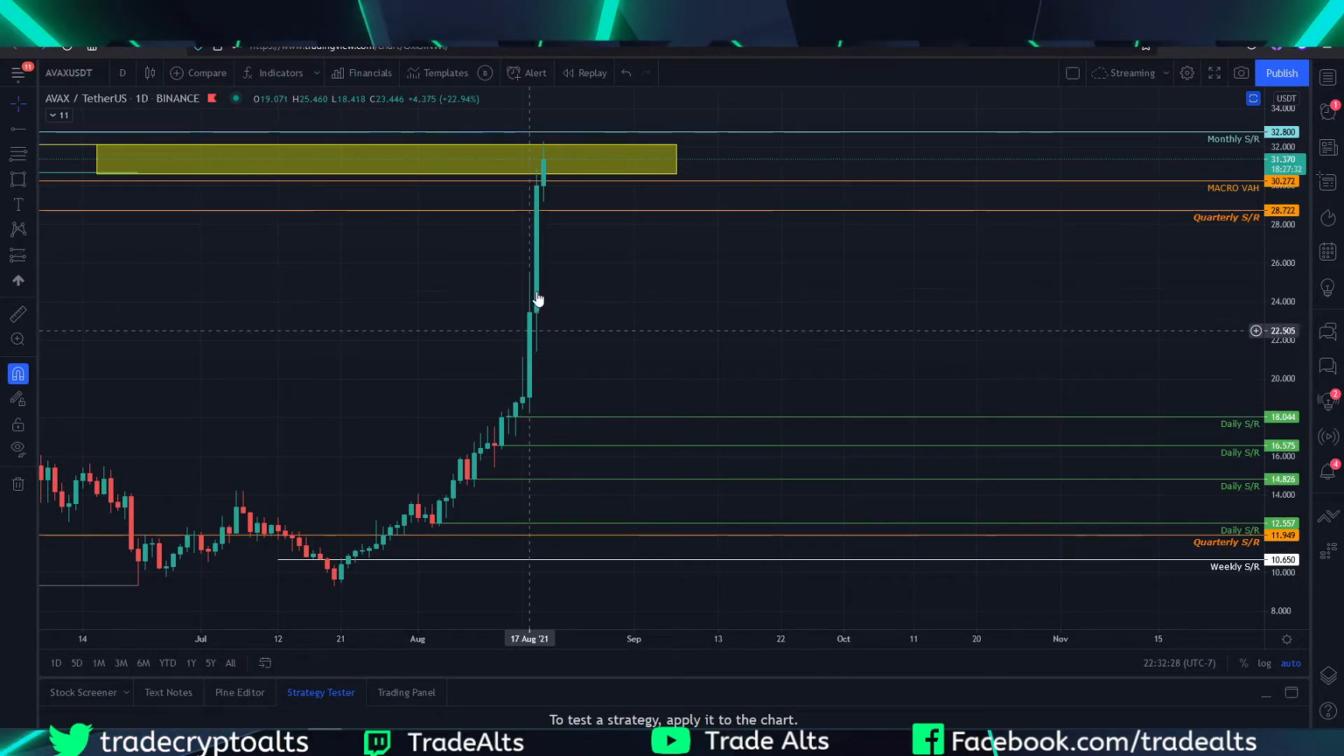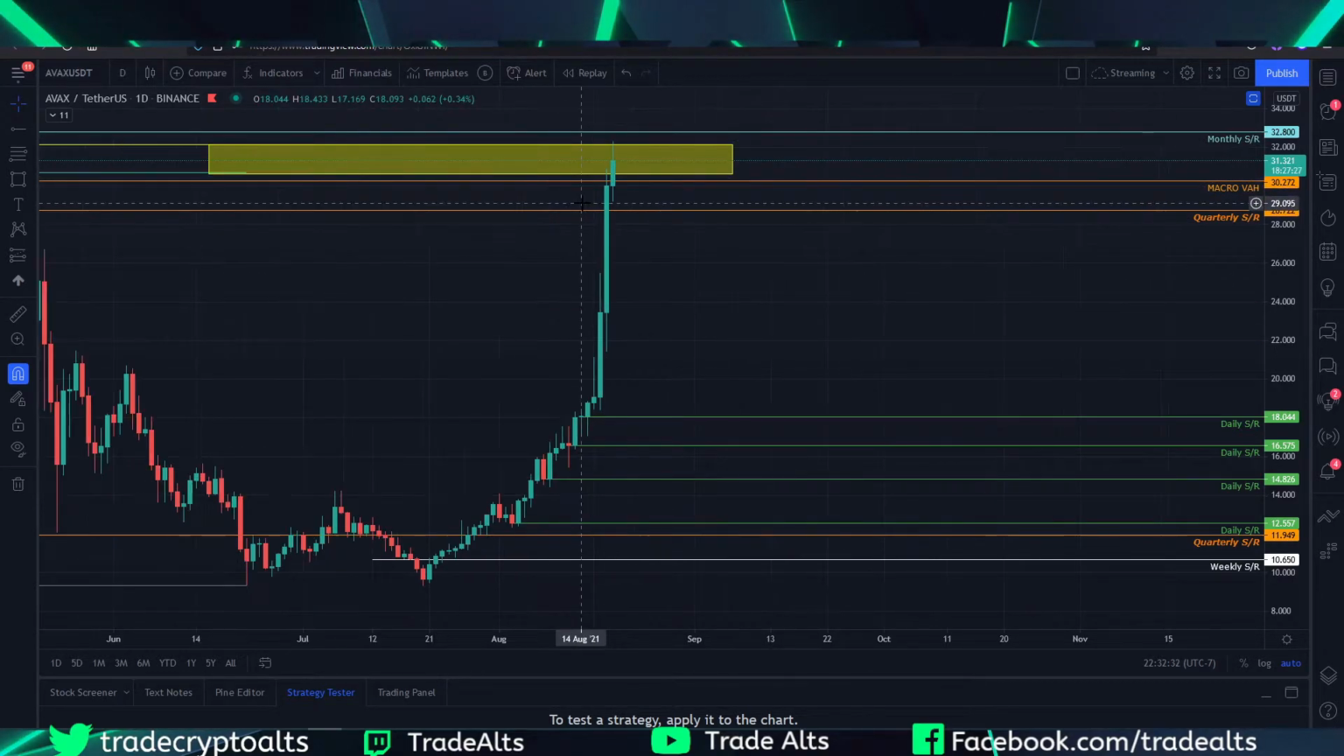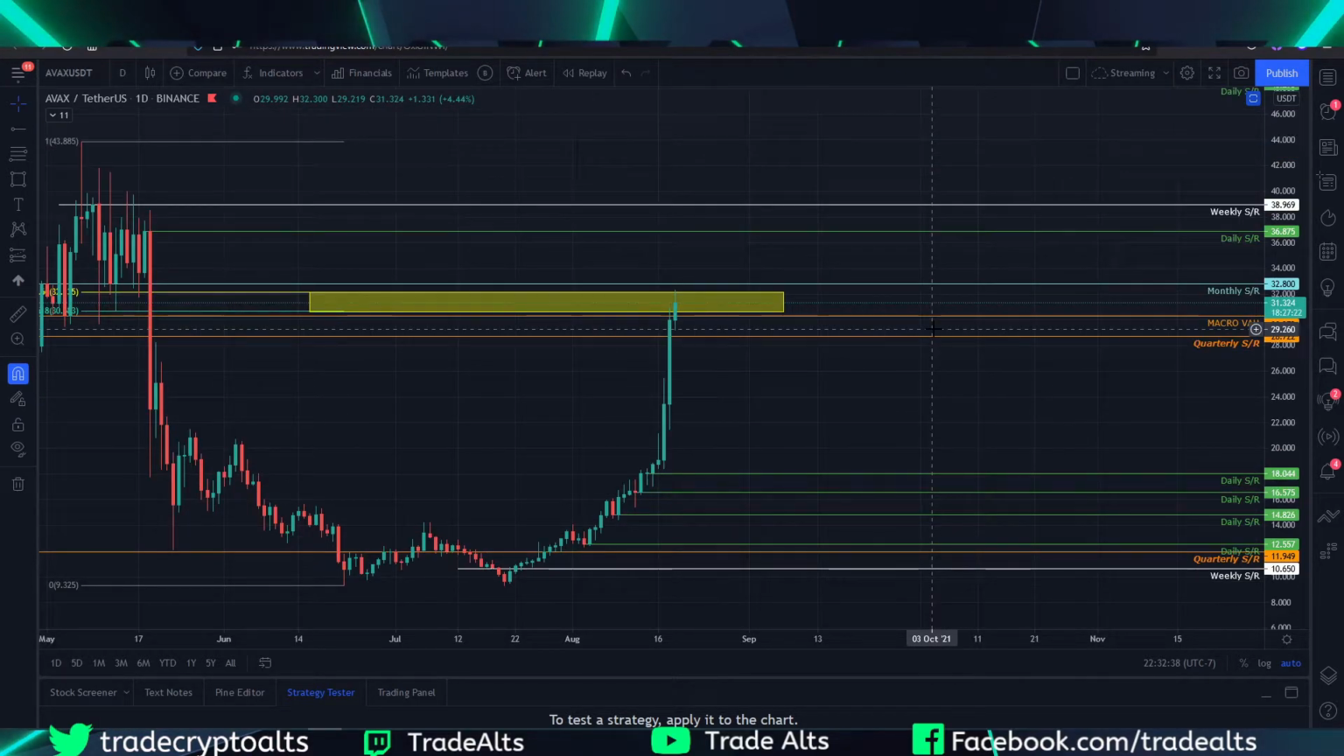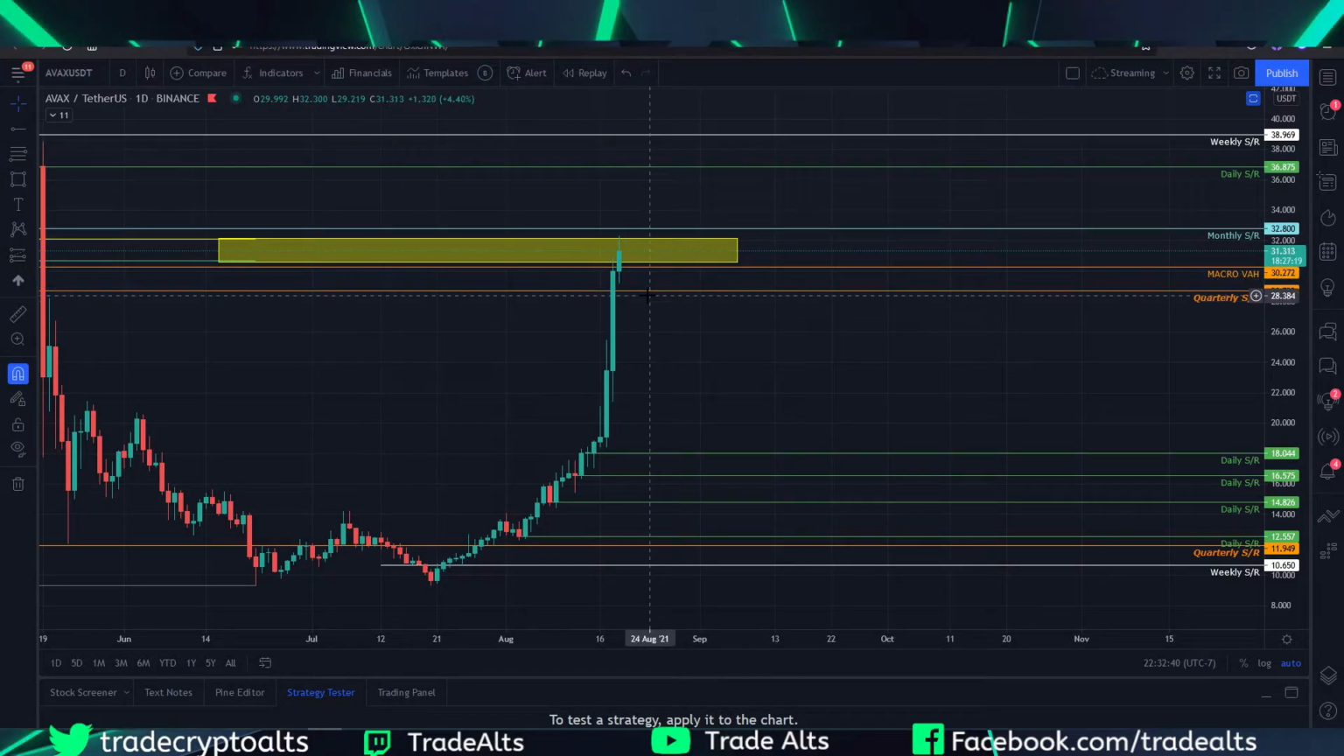So you have this massive move here. You're into resistance right now. So this is something to think about. Quarterly level, pretty big, pretty important level. If that's lost, then you could start to look for potential deeper pullbacks, because again, there's no support built up on a move like this.